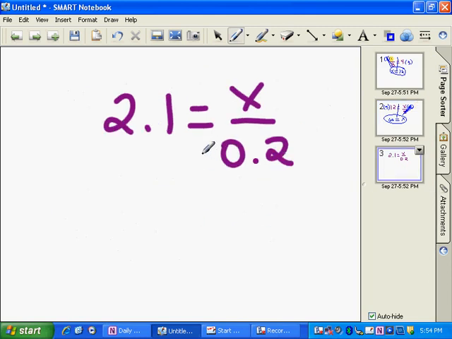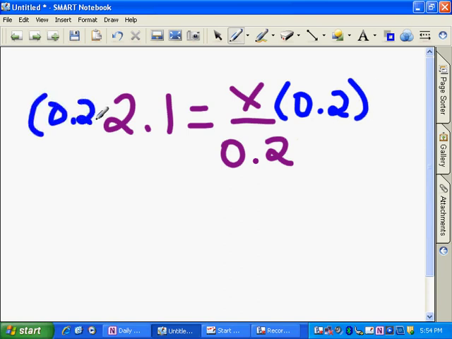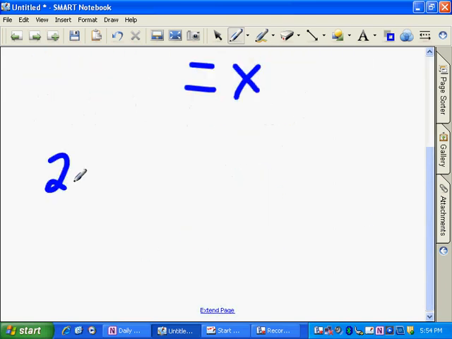The third example I'm going to show you is 2.1 is equal to x divided by 0.2. Again, to isolate the variable, I'm going to multiply both sides by 0.2. And when I do that, this cancels out, so I'm left with 2.1 times 0.2. And you might have to do a little bit of math off to the side, so I'm going to do 2.1 times 0.2.